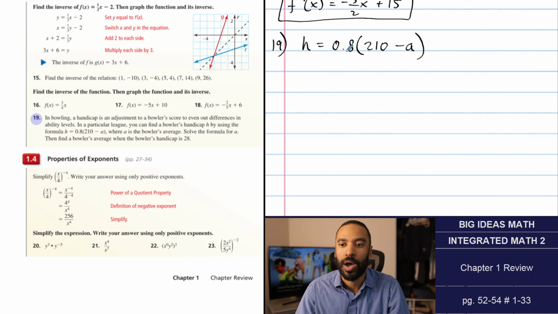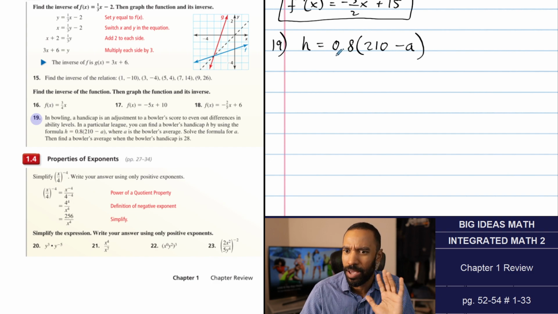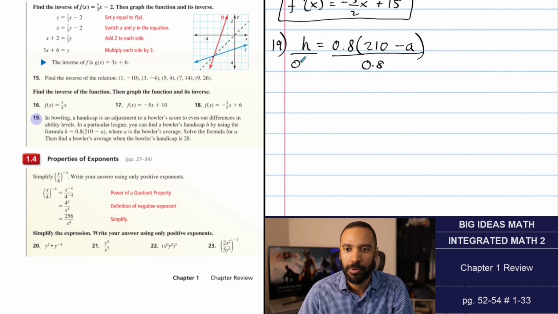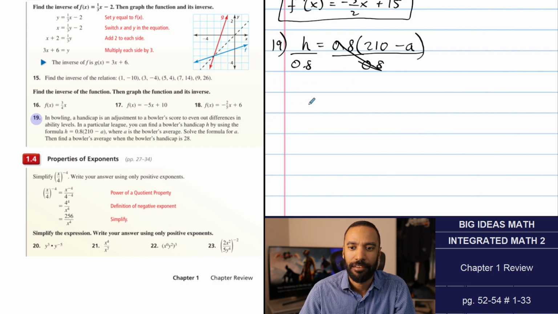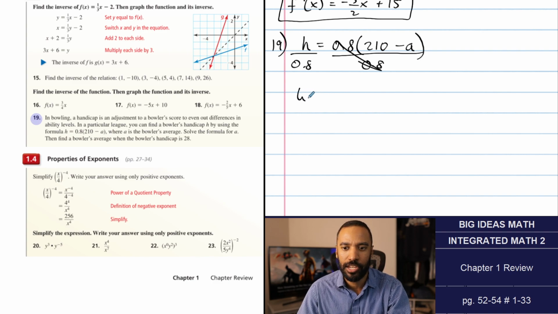So I'm going to start by dividing both sides by 0.8. I don't love decimals in my thing. But let's do it. I might turn it into a fraction later. Divide both sides by 0.8. Now I have 210 minus A. I'll write it the other way. H over 0.8 equals 210 minus A.